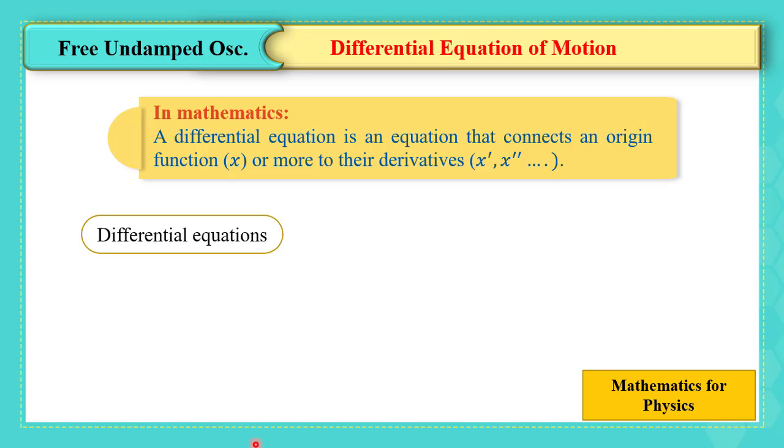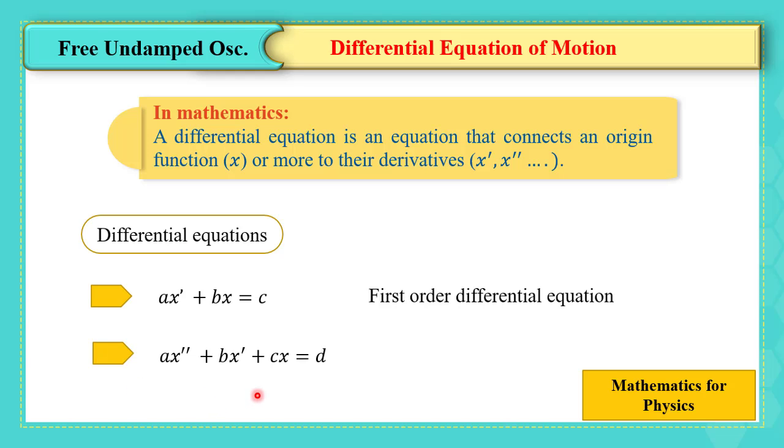I will give you some examples of differential equations, like ax prime plus bx equals c, where here we have the origin function x and its derivative x prime, and because we have the first derivative only in this equation, we call it a first order differential equation. Another example, ax double prime plus bx prime plus cx equals d, and here we have in the same equation x, the origin function, and its derivatives x prime and x double prime. Because we have the second derivative, we call it a second order differential equation.